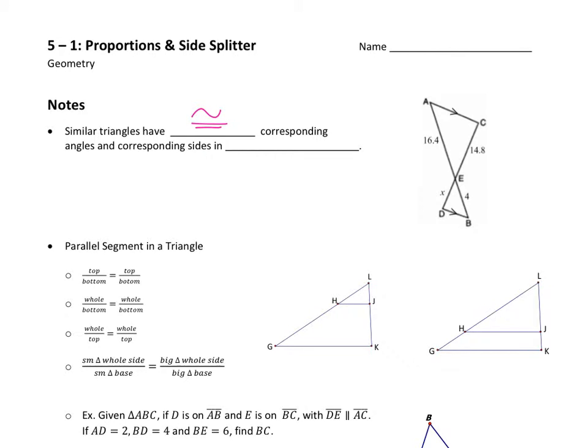If you don't know that symbol for congruent, then actually write out the word congruent. Congruent corresponding angles and corresponding sides are in proportion.